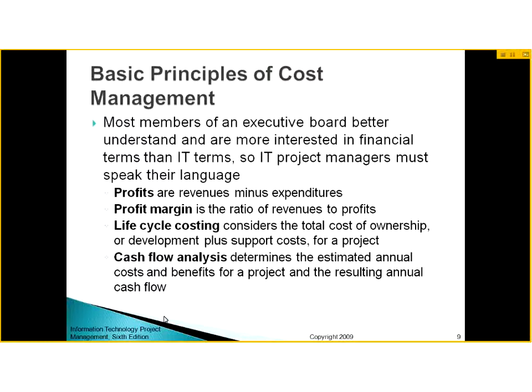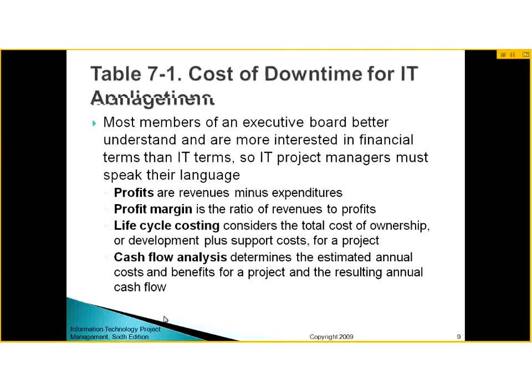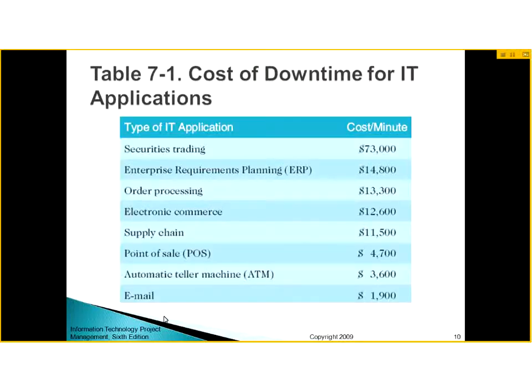There are some basic principles for cost management, and understanding these things is important. Profit is revenues minus expenditures. Profit margin is the ratio of profits to revenue. Life cycle costing includes the total cost of ownership or development plus support costs. And cash flow analysis determines the estimated annual costs and benefits for a project and the resulting annual cash flow. So when you look at your profits, losses and benefits annually, it's called cash flow analysis.